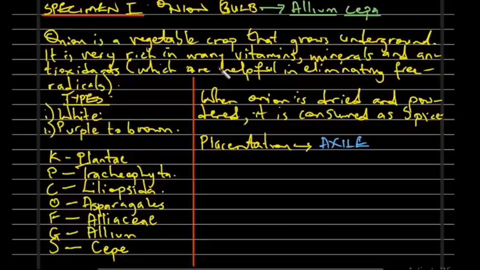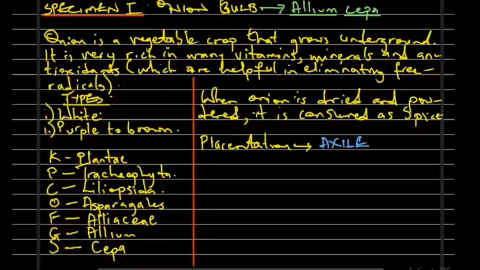When we look at the onion, we want to understand its classification and its botanical name. This is what the classification looks like. The kingdom is Plantae. It is a plant, so it belongs to the Plantae, and the phylum is Tracheophyta. The class is Liliopsida. The order is Asparagales. The family is Alliaceae, and then the genus is Allium, while the species is cepa. So that is what it is.